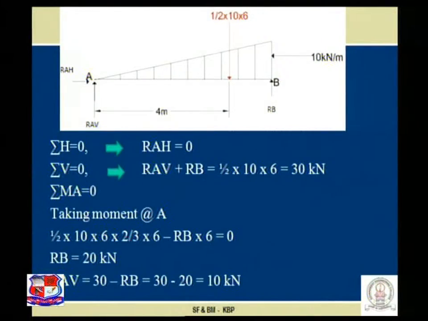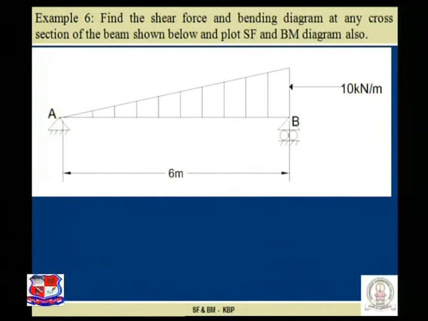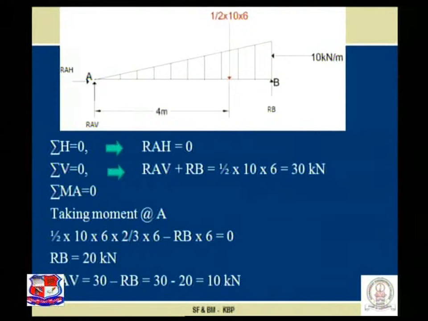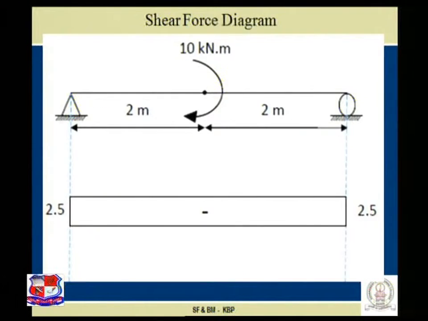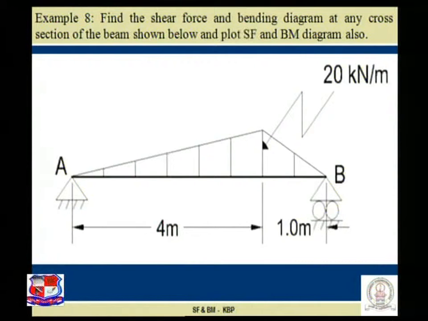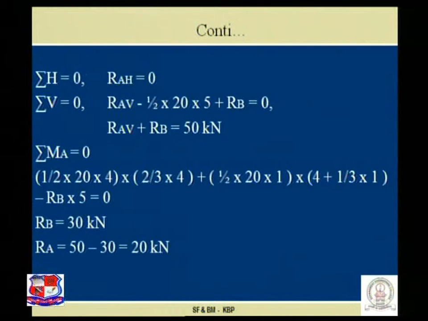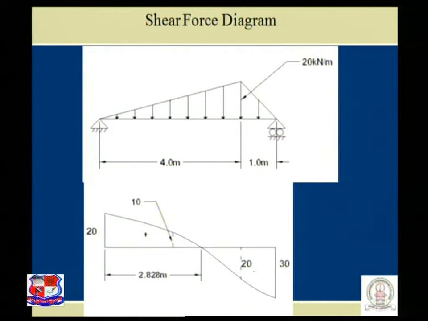So we had solved this problem, application of UVL, then we had solved the application of concentrated moment, then we had solved the application of once again UVL but of two different triangles for a simply supported beam. So now we had solved all the combinations of the loads with individual applications, but right now let us solve the combination of the loads and solve more typical numericals.